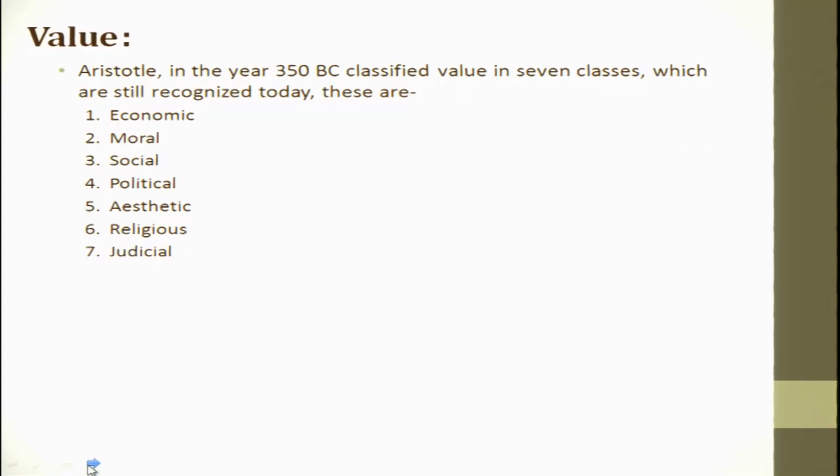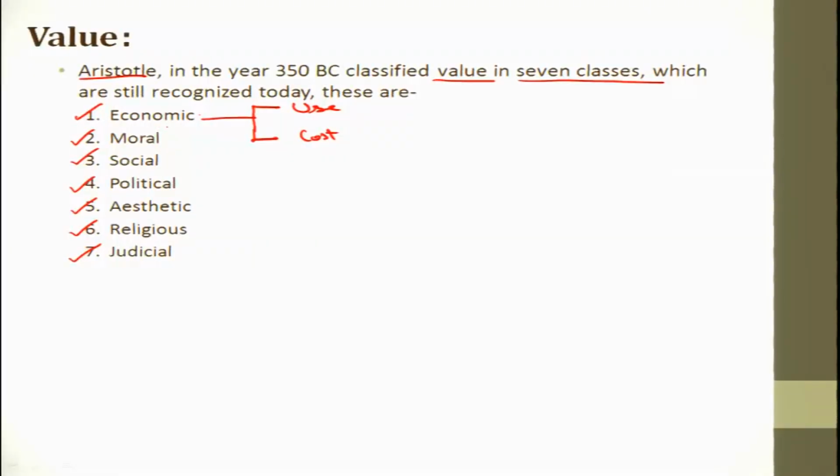So, let us see the kinds of values here. Aristotle, way back, used this term value and divided it into 7 classes. He says we have economic value, moral value, social value, political value, aesthetic value, religious value and judicial value. Economic value is the one that we are more concerned with in our course. In this we have use value and cost value. Economic value is the one for which I just took the example of a pen.